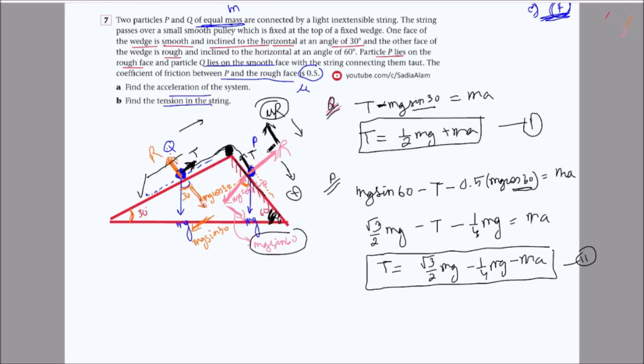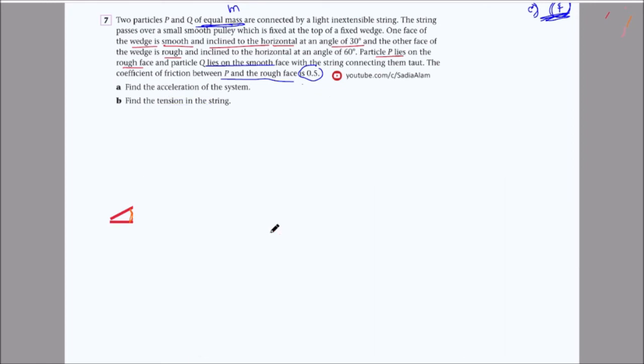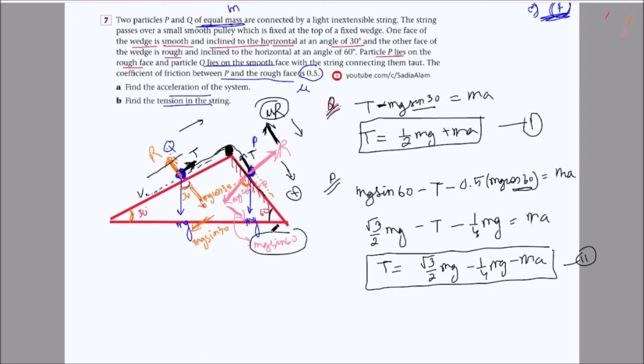But like I said, even if you cannot understand whether it's steeper or not, or in which direction P will move, after solving the entire thing, you will get a negative value of tension and a negative value of acceleration. That will indicate that you selected a wrong direction as positive. But you will still get the marks because you will ultimately write the magnitude of these variables.